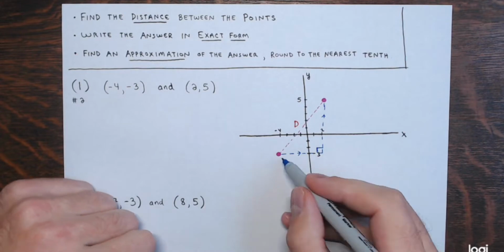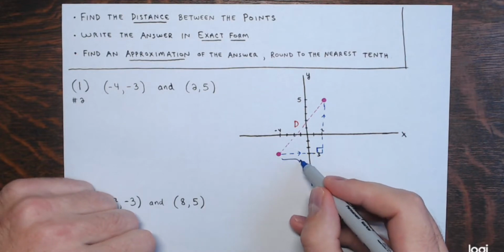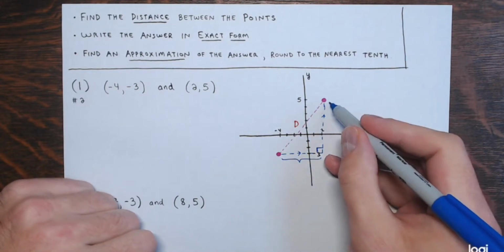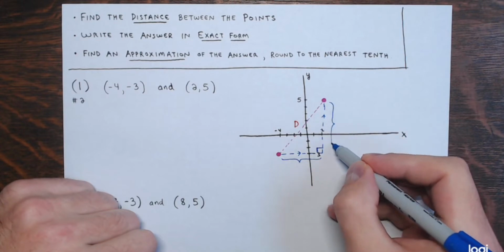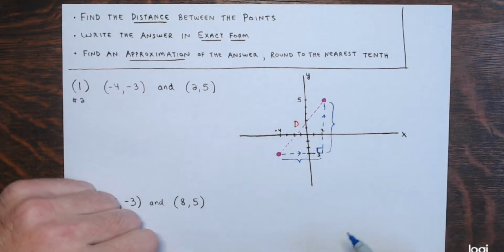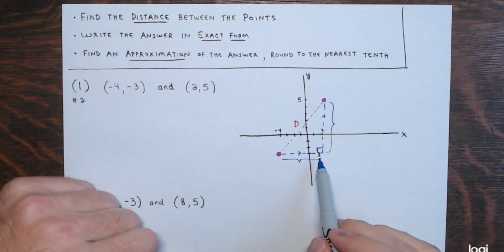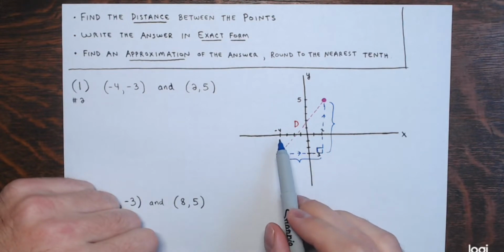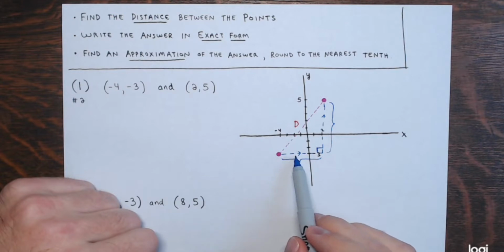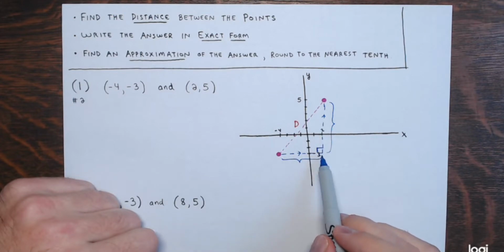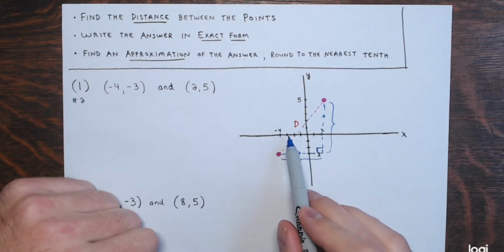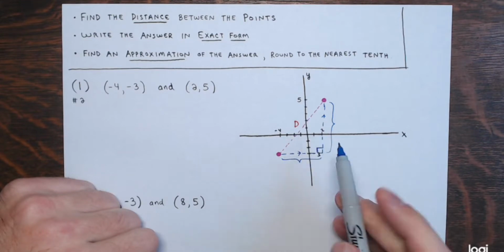Now these lengths, the lengths of these legs, I actually know. And we can calculate them. This horizontal leg, I'm going from x is -4 all the way over to x is +2. How many units is that? That's 1, 2, 3, 4, 5, 6 units.